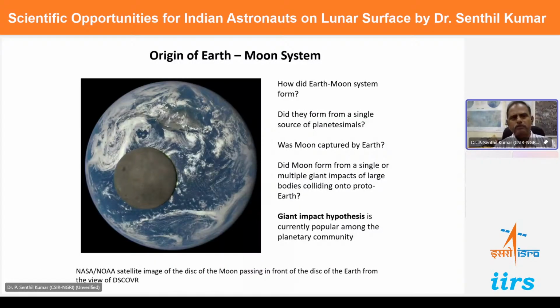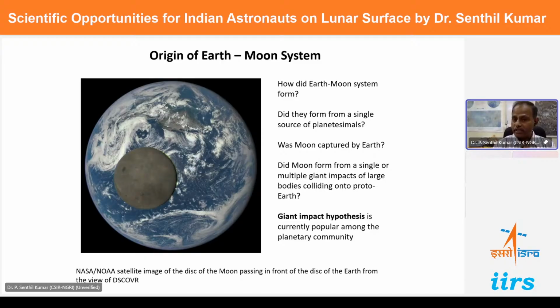Now we'll come back to the science. What is the science these astronauts have to understand? The main and foremost topic is the origin of the Earth and Moon system. How did the Earth and Moon system form? That's a very important scientific question. Did they form from a single source of planetary elements? Did they occur at the same time from the same set of planetesimals? Or was the Moon captured by Earth? Or did the Moon form from a single or multiple giant impacts of large bodies colliding onto proto-Earth? This is what is called the giant impact hypothesis.